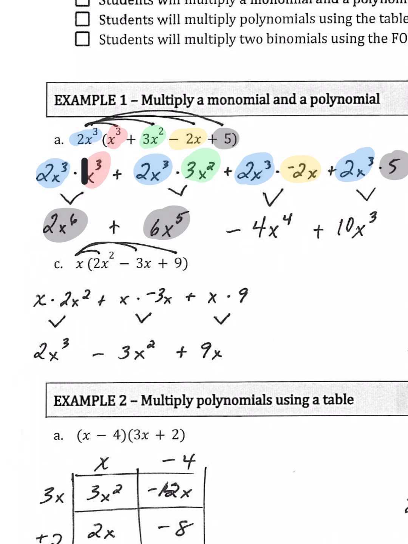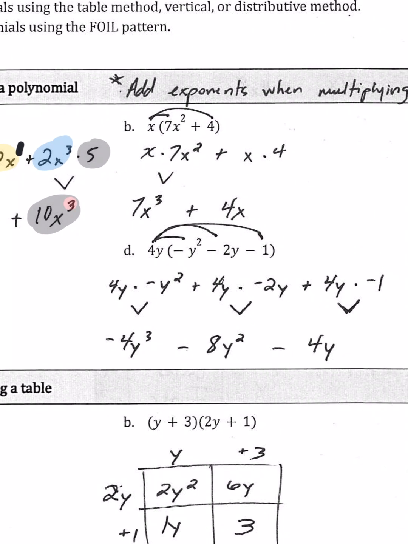Next, 2x cubed times negative 2x. 2 times negative 2 is negative 4, but then if we add 3 and this exponent of 1 right here, you get 4 as our new exponent. And 2x cubed times 5 gives you 10x cubed. Now that is as far as we can go, because if we look at all of the exponents, they are all different, so we cannot combine like terms any farther. Let's move to example B.